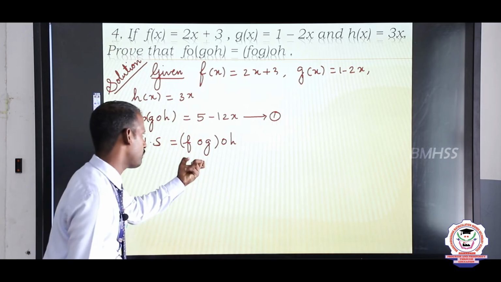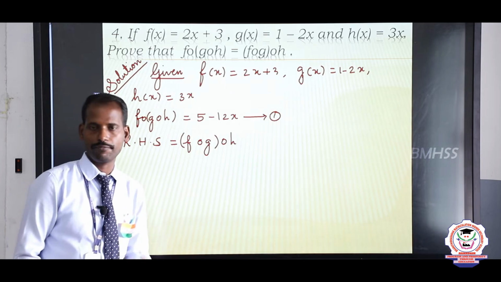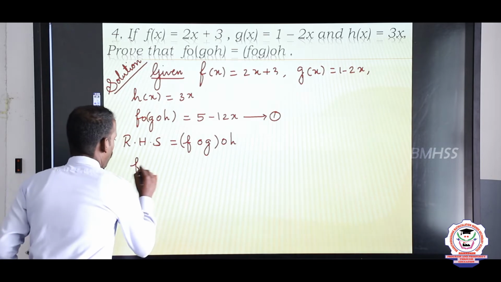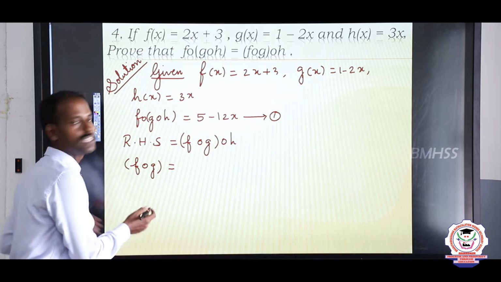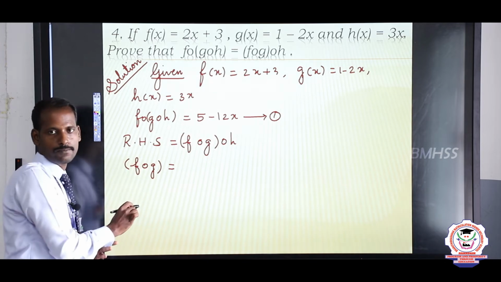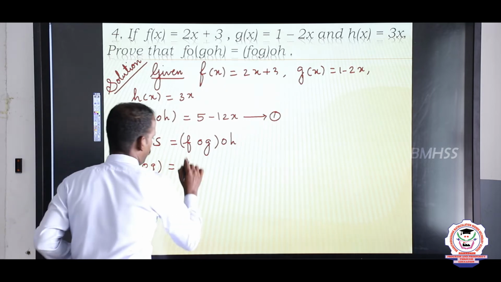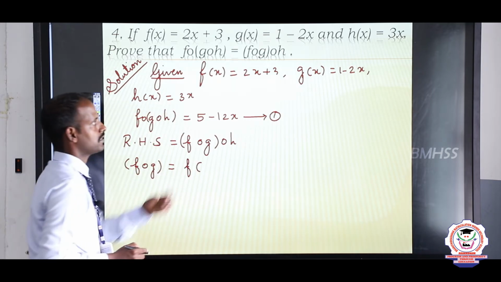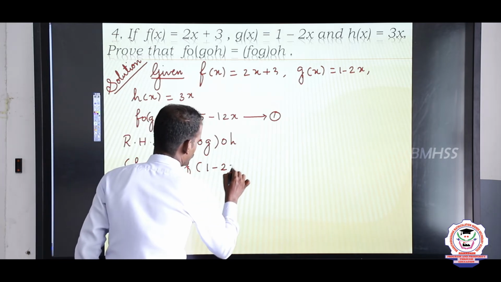So first you have to simplify f∘g, in the bracket first. So how to simplify f∘g? So here this is the second part. Whenever you have g of x, you substitute it in the f of x. The function g of x substitute in the f of x. So what is the g of x function? 1 minus 2x.